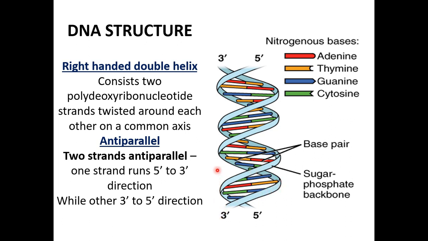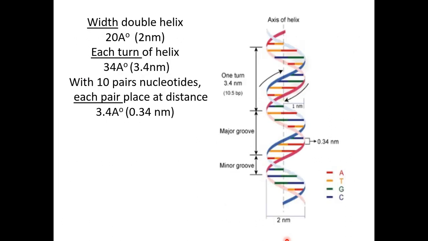Okay, and in a similar way, the other strand starts with the 3 prime end, and it ends at the 5 prime end. So can you see? Both the strands are running opposite. One is from 5 prime to 3 prime. The other is running from 3 prime to 5 prime. So they are anti-parallel. Now let's see what the dimensions are.